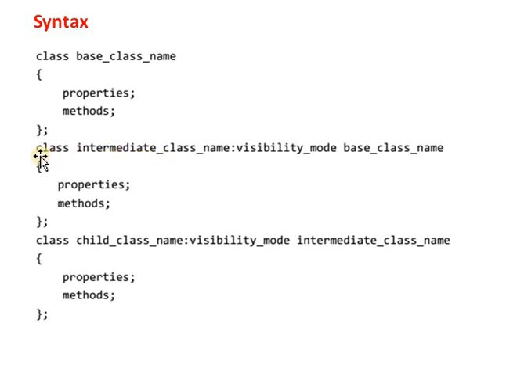How do we define that intermediate derived class? By using the class keyword. After that class keyword, we write the intermediate class name. Then after that, we use a colon operator. After the colon operator, we specify a visibility mode. And after that, there is the base class name. Then in that intermediate derived class, we write its properties and methods.